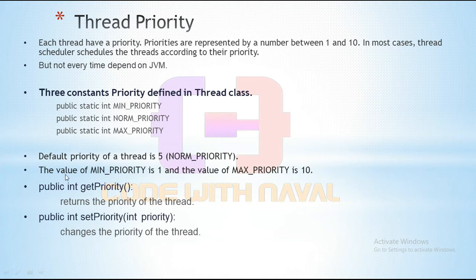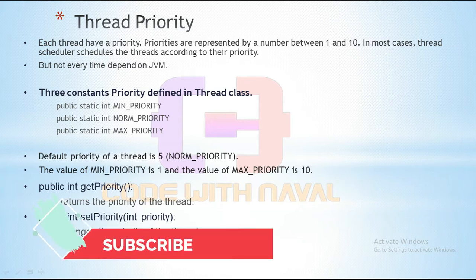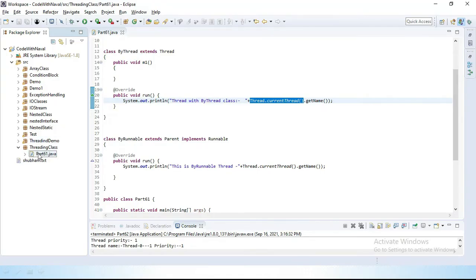Here we have 2 methods, getPriority and setPriority. getPriority simply returns that particular thread's priority, and setPriority means we are setting a priority, changing that thread's priority. Okay, let's open Eclipse and see it practically.